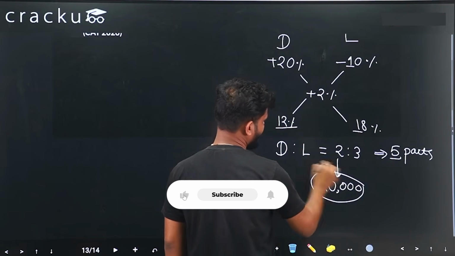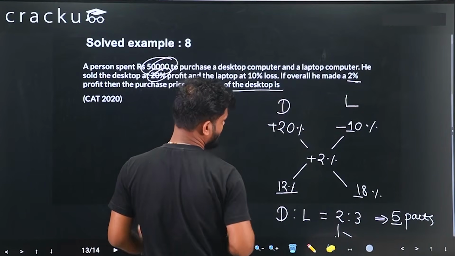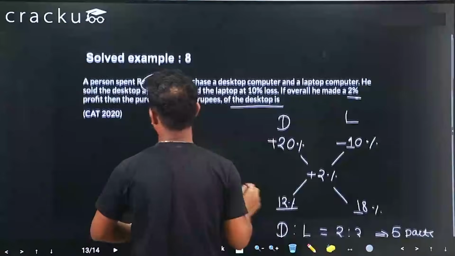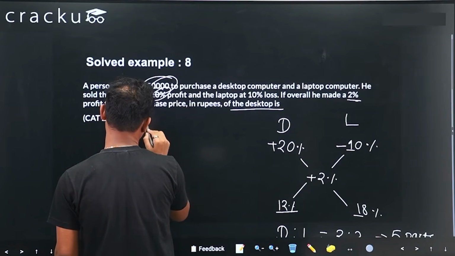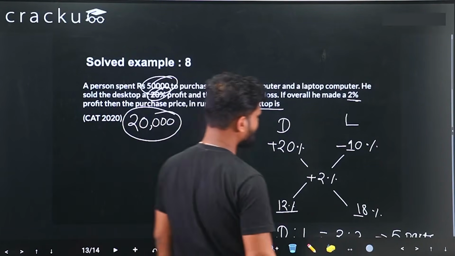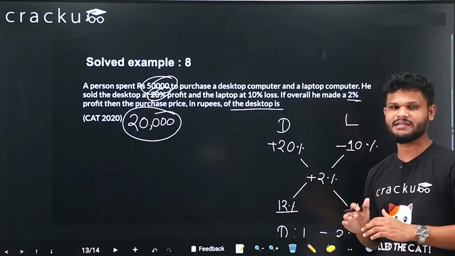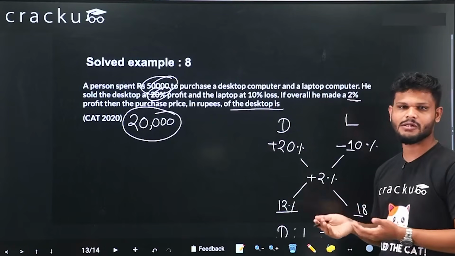What are we asked? We are asked the cost price, or the purchase price, of desktop, and it became 20,000. So 20,000 is the correct answer here. This is how you solve the question using the alligation. You didn't have to write any linear equation or anything. Just use the alligation and solve the question.